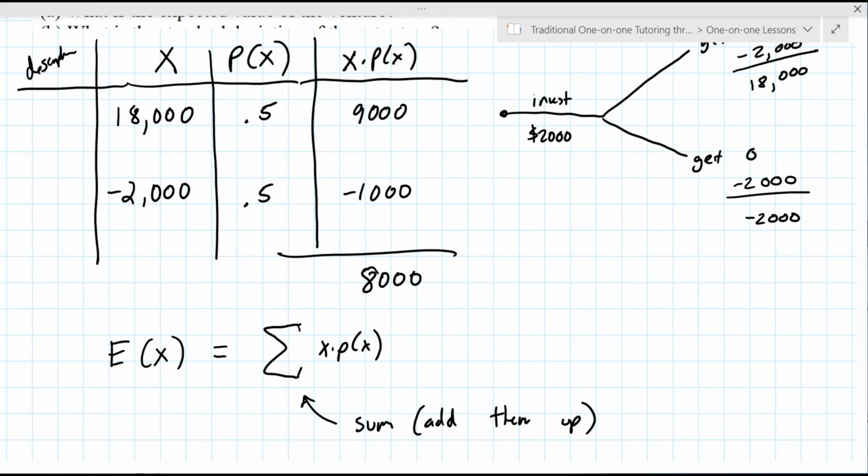So the expected value of this scenario is you would gain $8,000. And the idea is that if you were to do this over and over and over again, you would on average expect to get $8,000, which sounds pretty good. Yeah. But it's too good to be true.